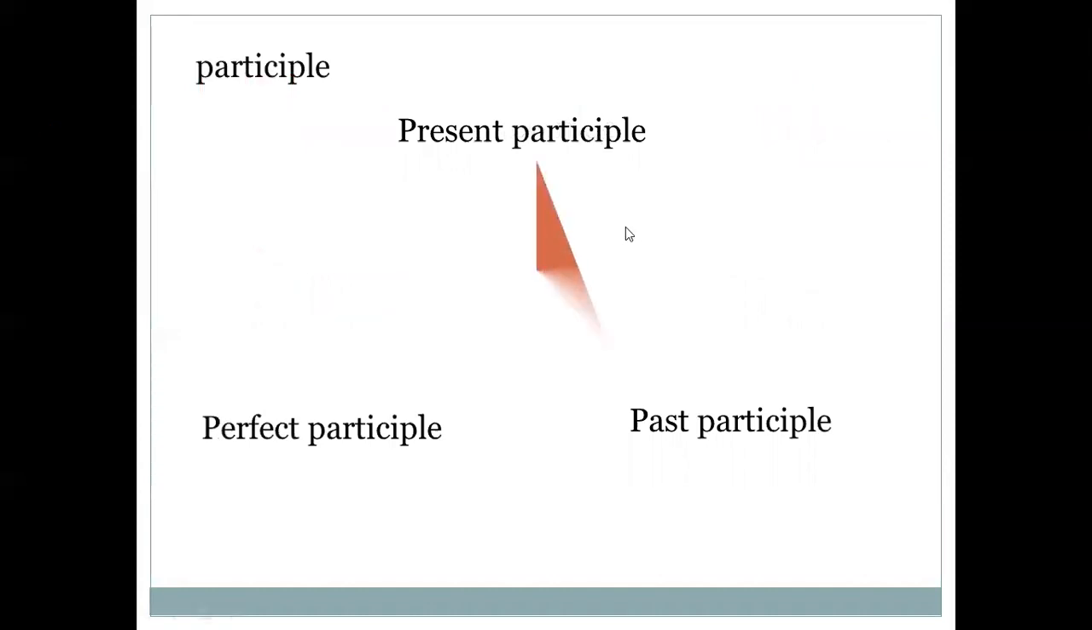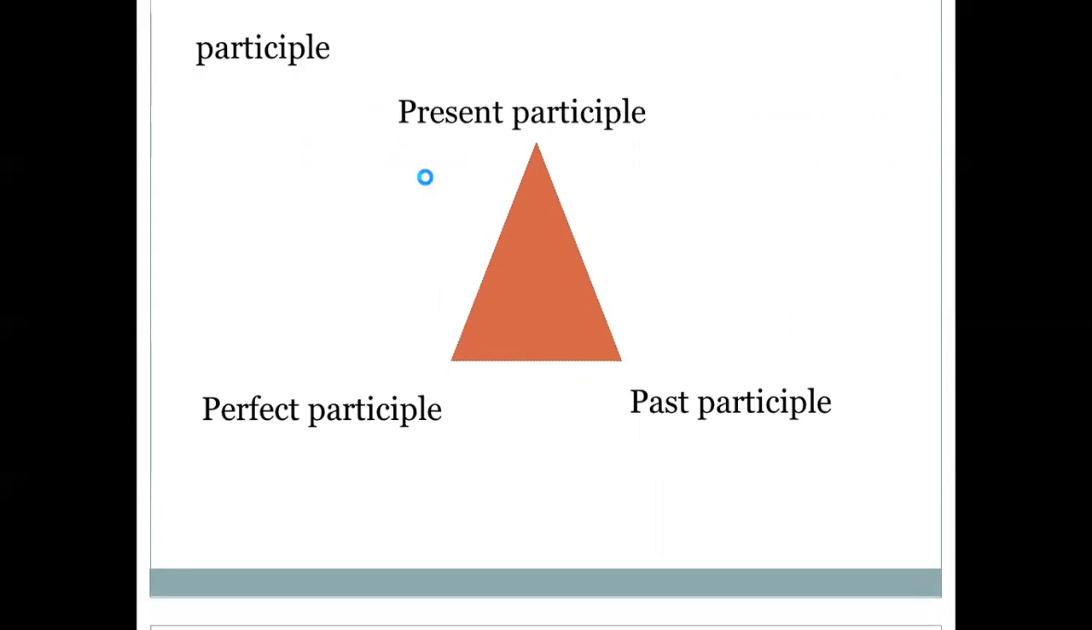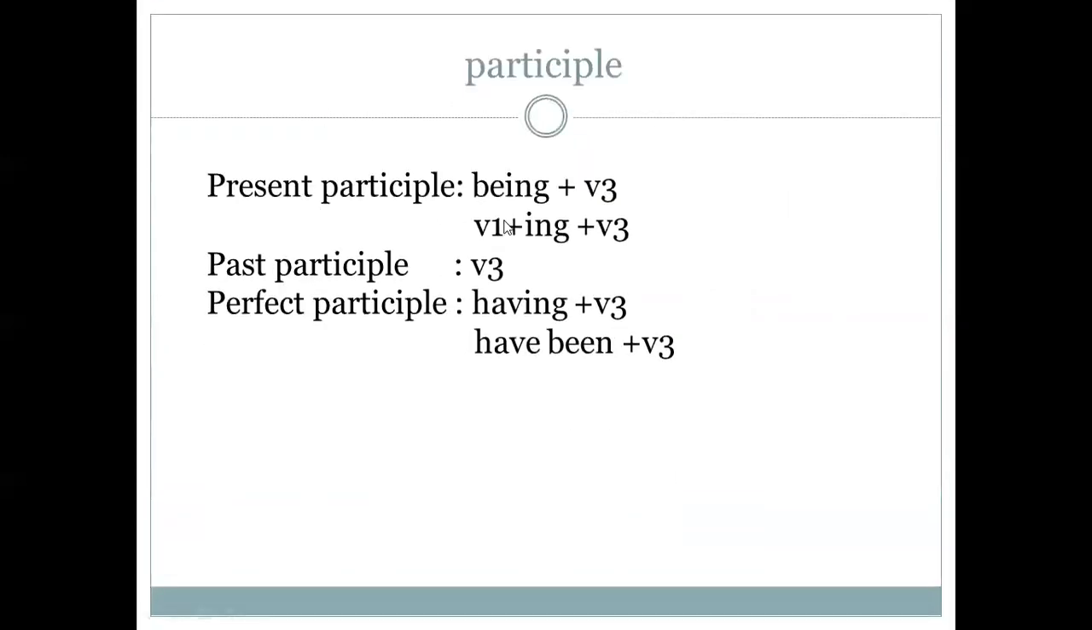And now let me discuss participles. In participles, there are three types: present participle, perfect participle, and past participle. Present participles may be converted into being plus V3 or V1 plus ing plus V3. In this video, I will tell you where we have to use being plus V3 and where to use V1 plus ing. Past participles are the same, we use only the V3 form. And the perfect participle may have having plus V3 or having been plus V3. Let me consider some examples.